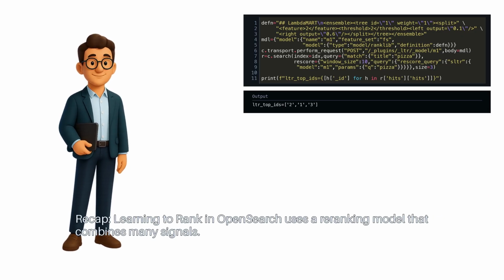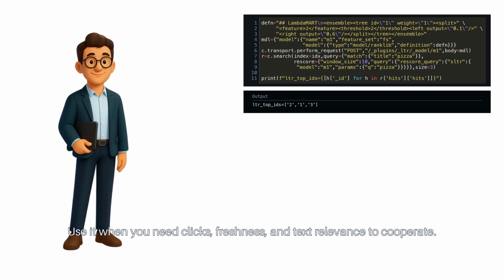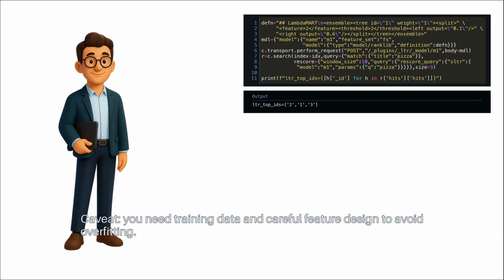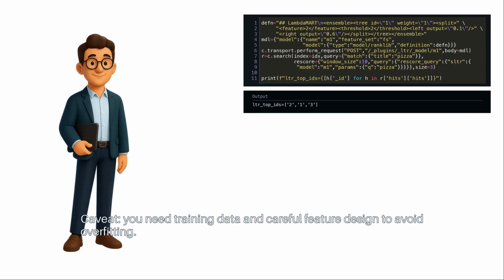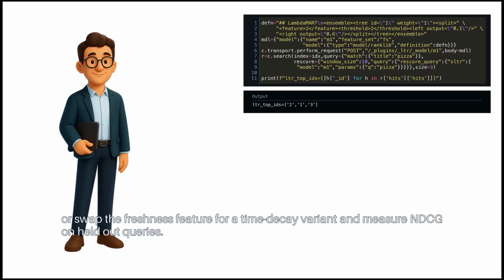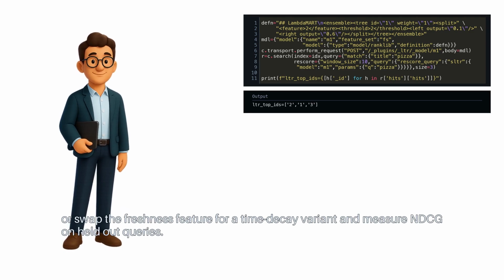Recap: learning to rank in OpenSearch uses a re-ranking model that combines many signals. Use it when you need clicks, freshness, and text relevance to cooperate. Caveat: you need training data and careful feature design to avoid overfitting. Next step: retrain the LambdaMART model while tuning BM25 parameters K1 and B. Or swap the freshness feature for a time decay variant and measure NDCG on held out queries.